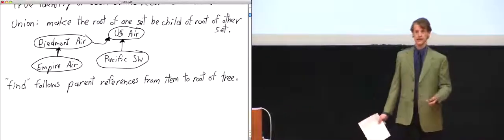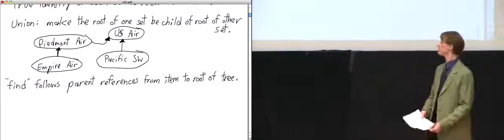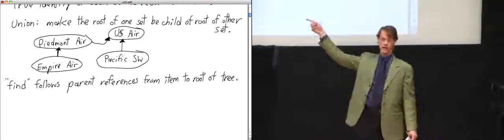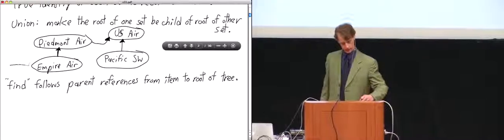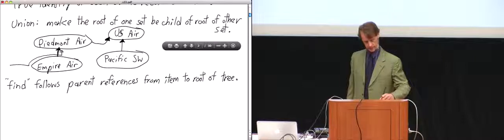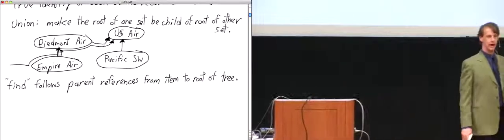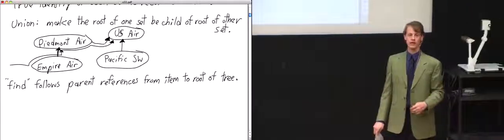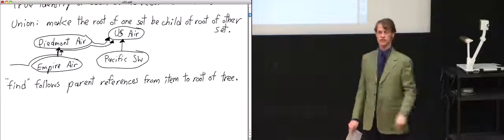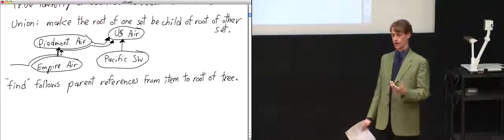So how expensive is a find operation? It depends on the depth of the node in the tree. So in this example, if I do a find on Empire Air, then again, I have to walk up one step to get to Piedmont Air, and then I have to walk up another step to get to US Air. So in that case, Empire Air has a depth of 2, and the cost of doing a find operation is walking those 2 steps up the tree, plus a constant amount of extra time to look up the name of the set.